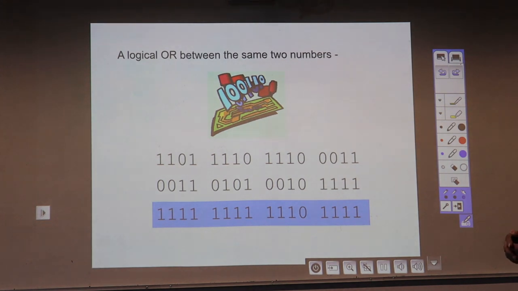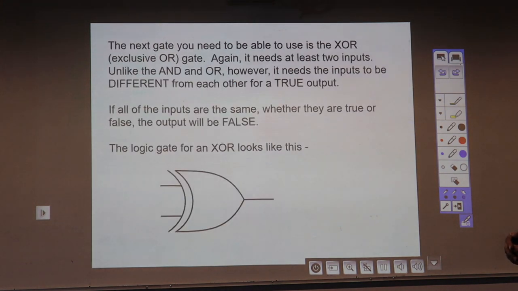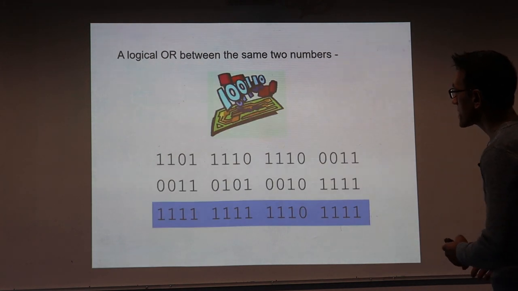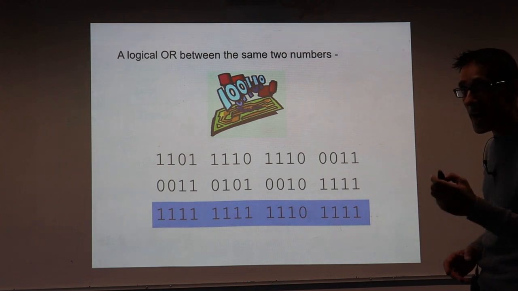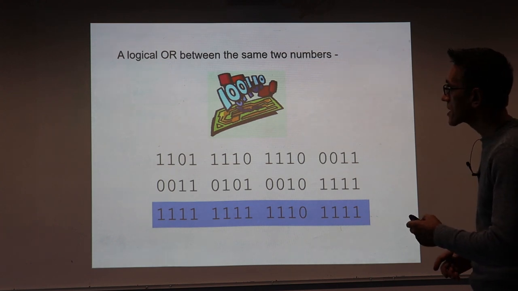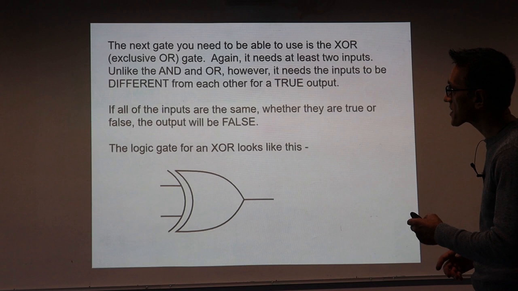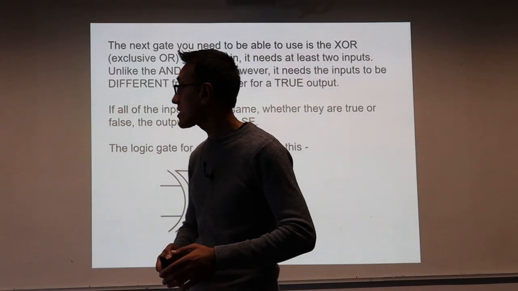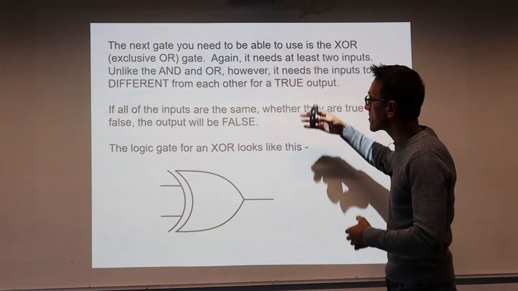So that's the logical OR between these two numbers. Now, just to summarize, the NOT, the AND, and the OR gate we've already looked at. These are the three simple gates: NOT, AND, and OR. Moving on, this is some more of them.